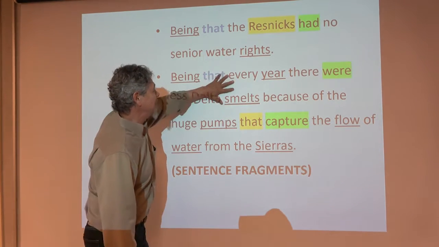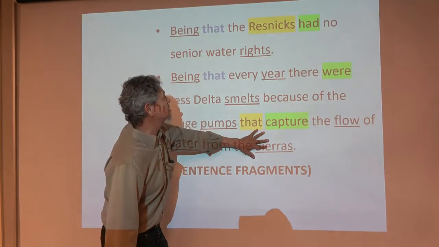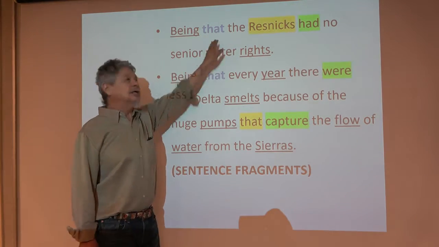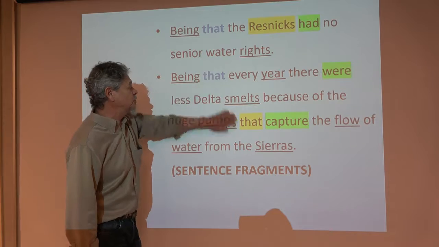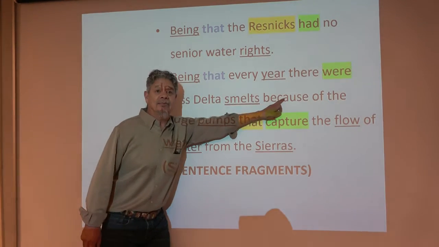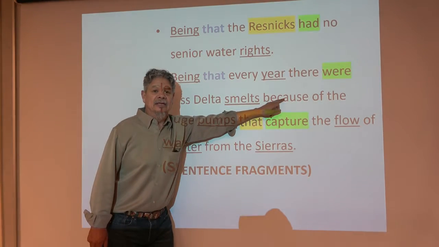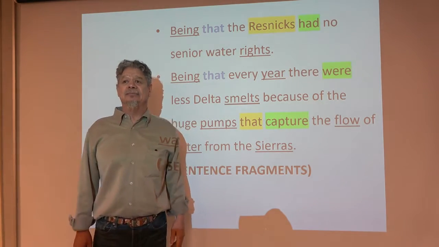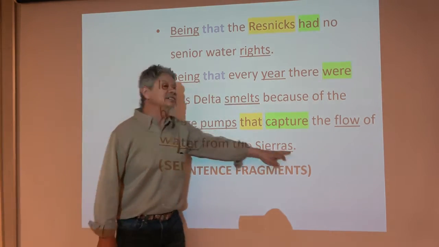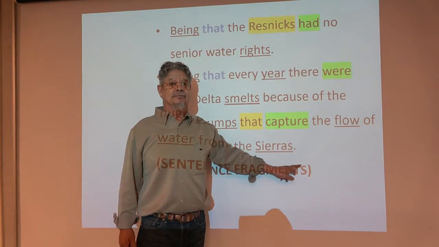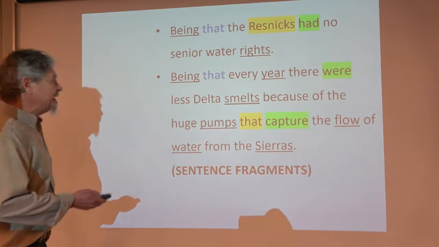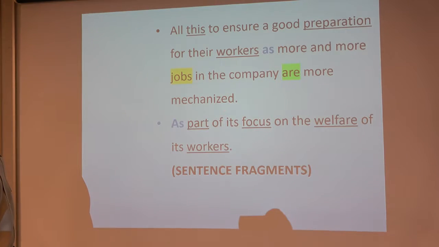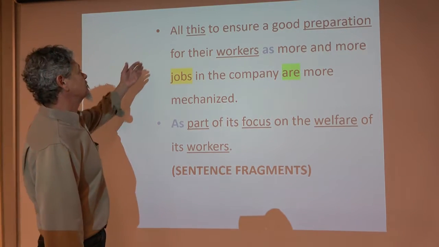So you have a dependent clause here, a dependent clause here, and another dependent clause. Three of them. And three dependent clauses do not make a complete sentence. So again, this does not deserve a period. And I have two more examples.